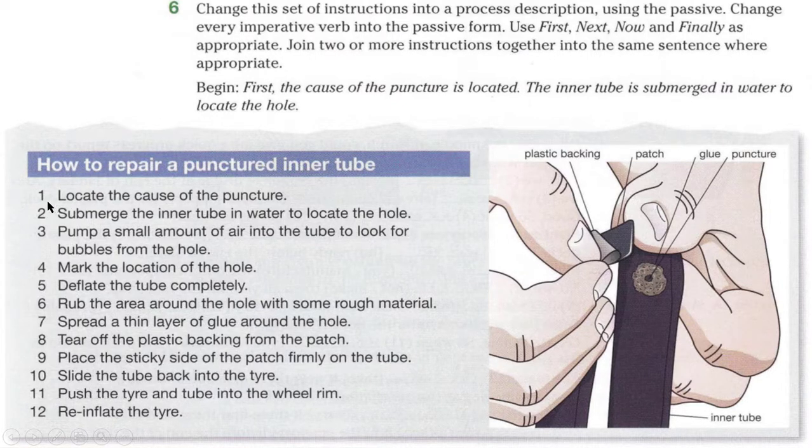Let's have a look at step number 1: locate the cause of the puncture. So here it will be: first, the cause of the puncture is located. We have to begin with the object, the cause of the puncture. Then we have to use the verb to be, is or are. Then we have to use the past participle of the verb, locate, which will be located. First, the cause of the puncture is located. The inner tube is submerged in water to locate the hole.